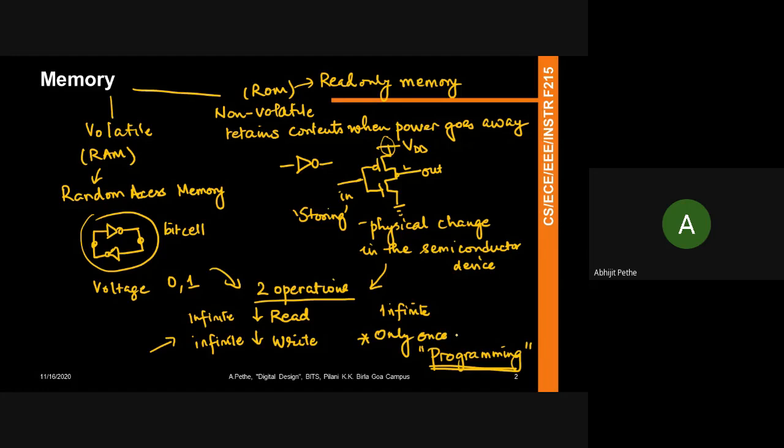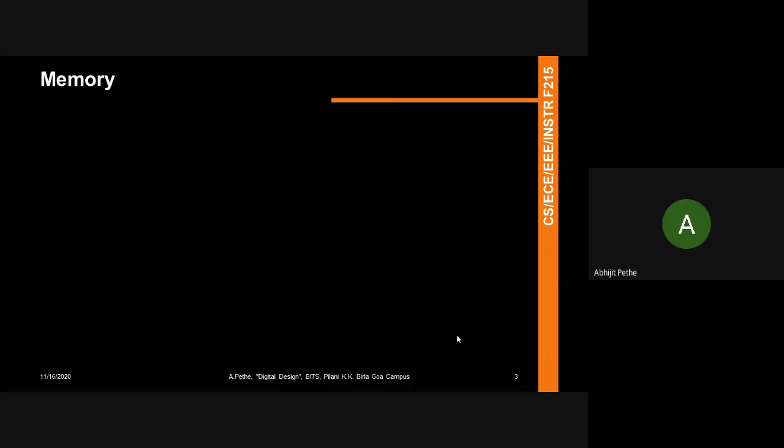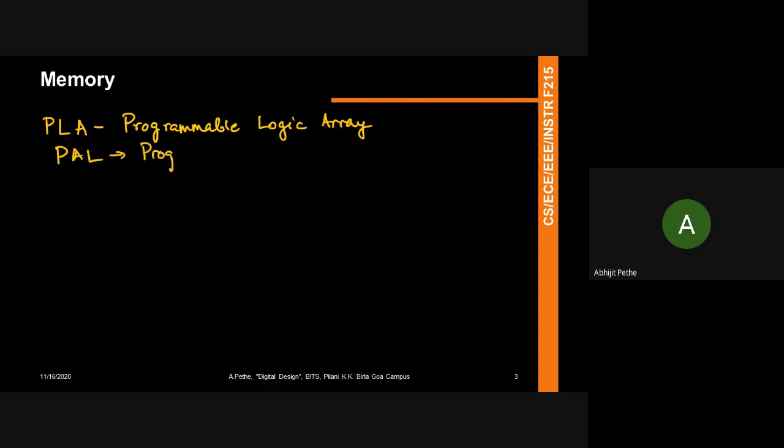So we'll also look at two other kinds of memories. One is known as PLA, or programmable logic array. And another is programmable array logic. Again, these are very powerful chips. These chips are not customized chips.